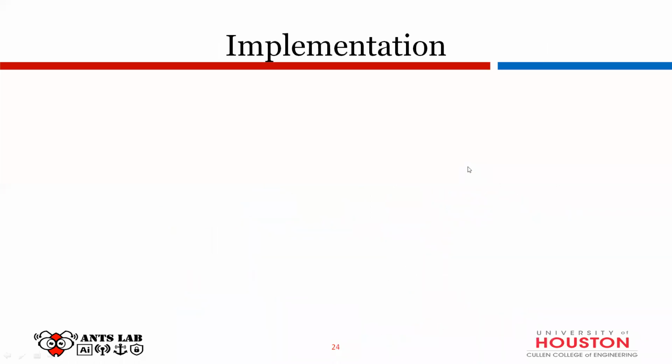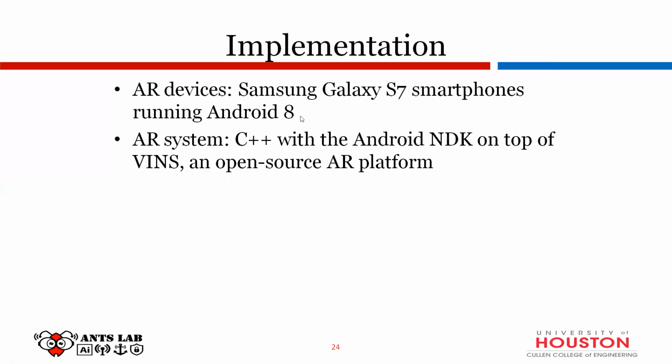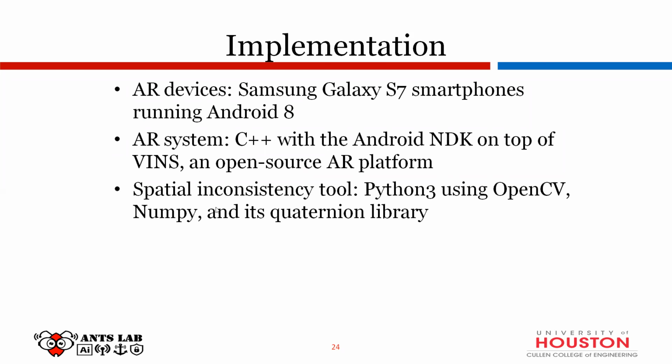So now we will be at the implementation. They talk about the devices they are using: Samsung Galaxy 7 smartphones running Android 8. For the system, they use C++ code with the Android NDK on top of an open source AR platform. And the spatial inconsistency tool uses Python 3, with OpenCV, NumPy and other libraries.